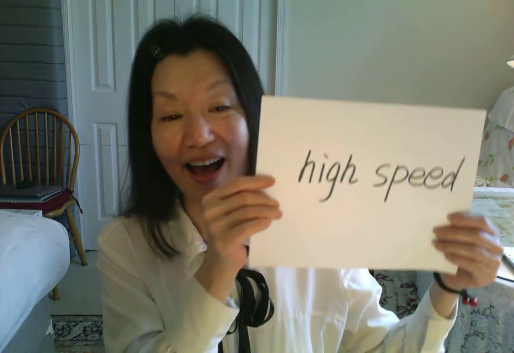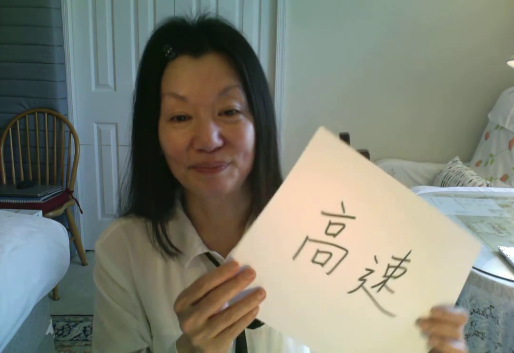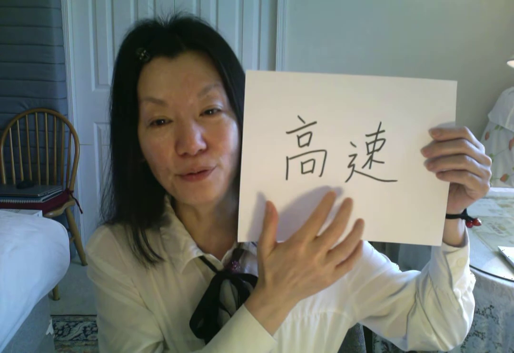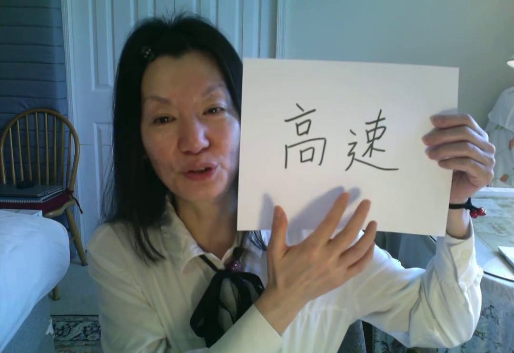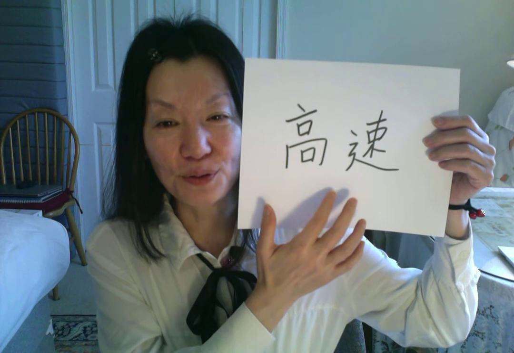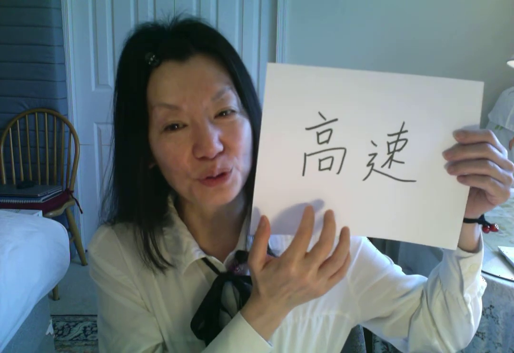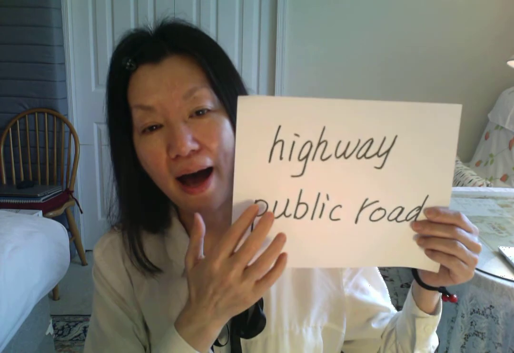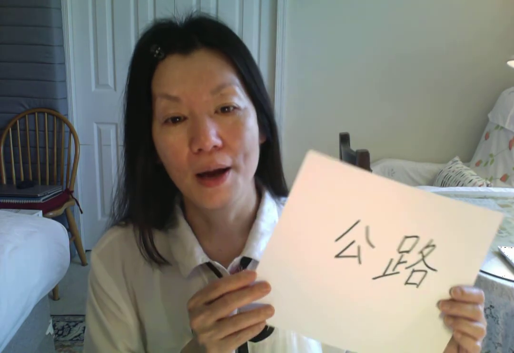High speed. Yeah, high speed. In Chinese, what do we say for high speed? 高速, high speed. 高速, high speed. Now they say highway or public road. How do we say that? Okay. Highway, public road in Chinese. They both work, right? You can say highway, or you can say public road.